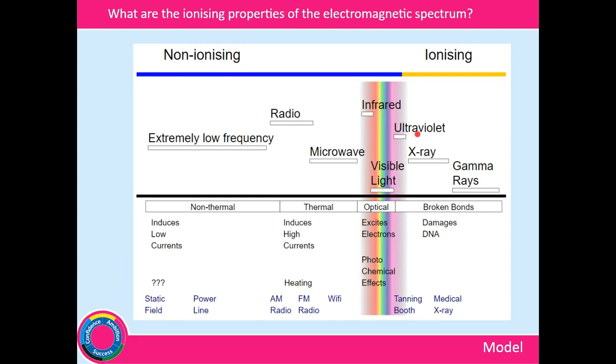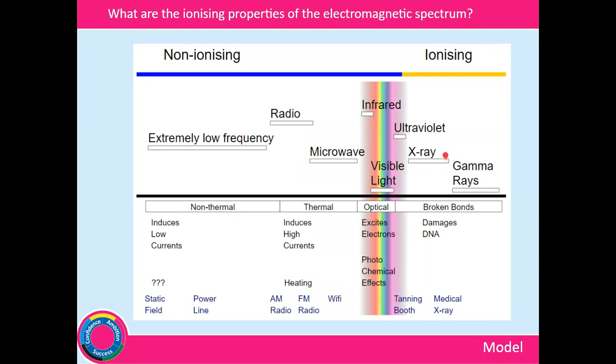Now, if you have a question that asks you about ultraviolet radiation and what damage it does to your body, then you would state skin cancer. If you state cancer, you probably won't get the mark because they would see that as insufficient for that mark. All right, then you've got X-rays.